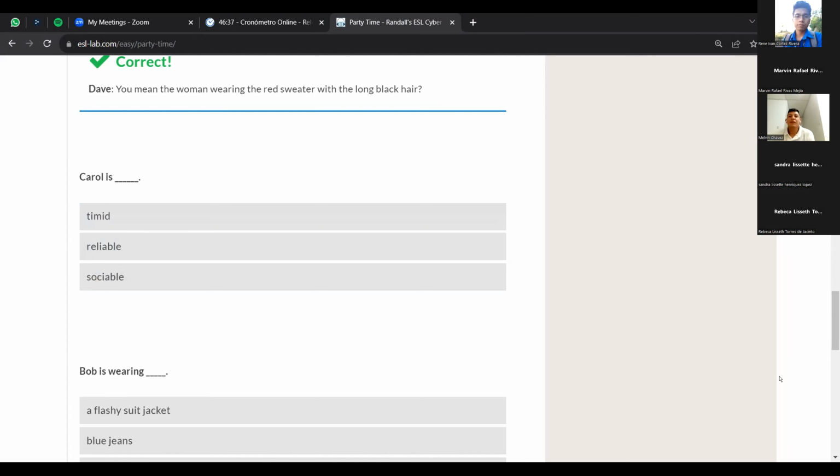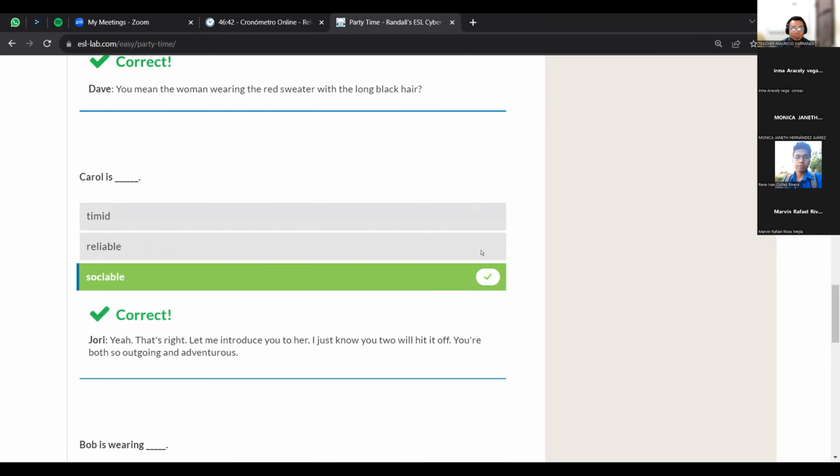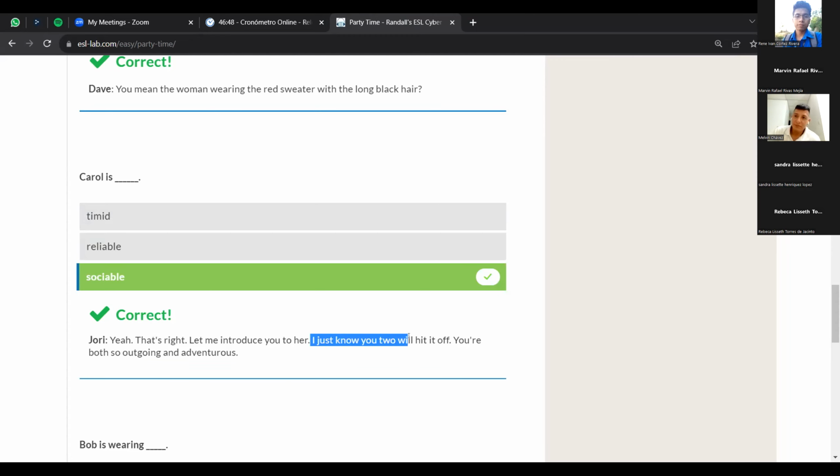Sunshine. It's actually sociable. Good, nice, good job. ¿Por qué? It says, I just know you two will hit it off. Se van a llevar bien, dice. You are both outgoing and adventurous.